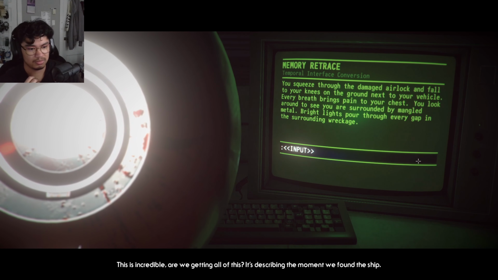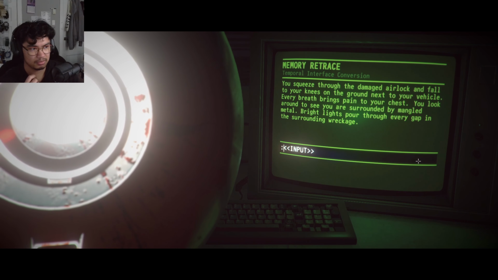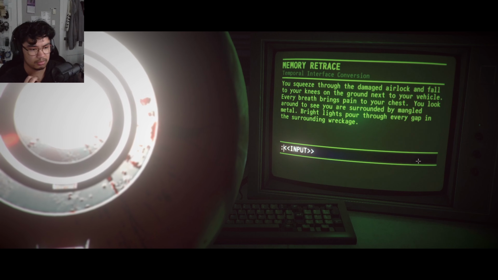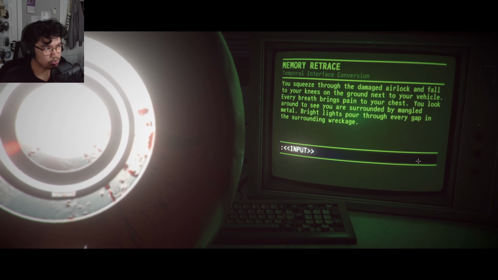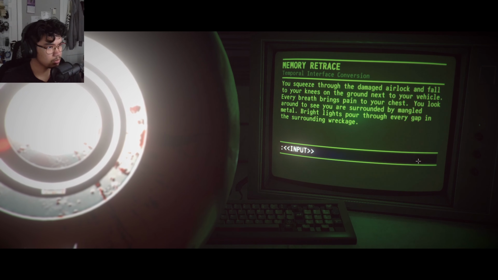This is incredible. How are we getting all of this? It's describing the moment we found the ship. Mr. Asian, please continue. You squeeze through the damaged airlock and fall to your knees on the ground next to your vehicle. Wait, what?